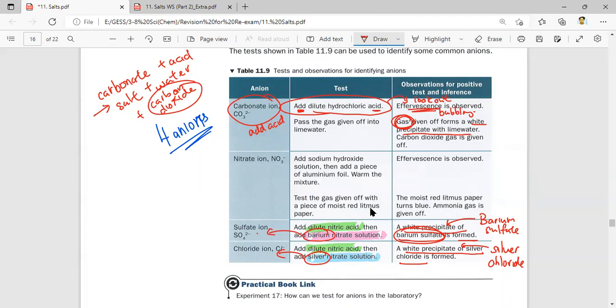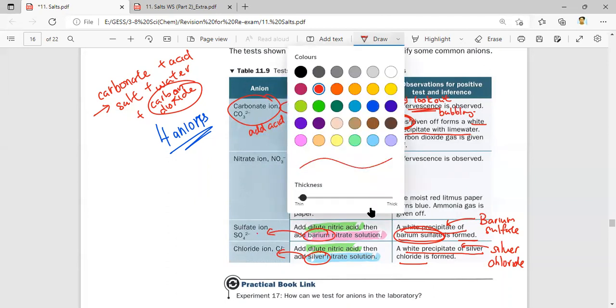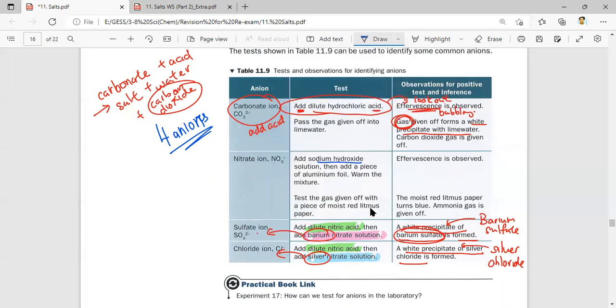And lastly, I got nitrate. Nitrate is a bit more complex. You got to add two things. What are the two things? Sodium hydroxide and aluminum foil. You got to add both together and then you warm it up. So there's actually 3 steps here: add sodium hydroxide, add aluminum foil, and then you warm it up.